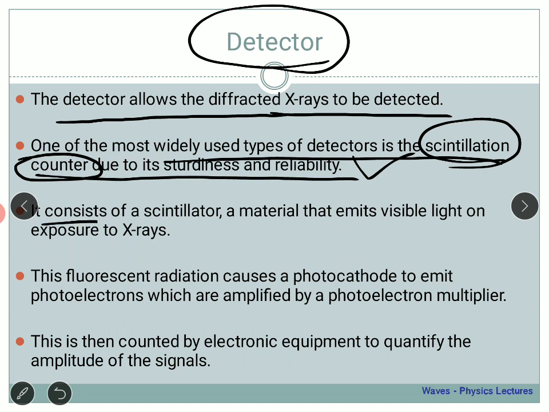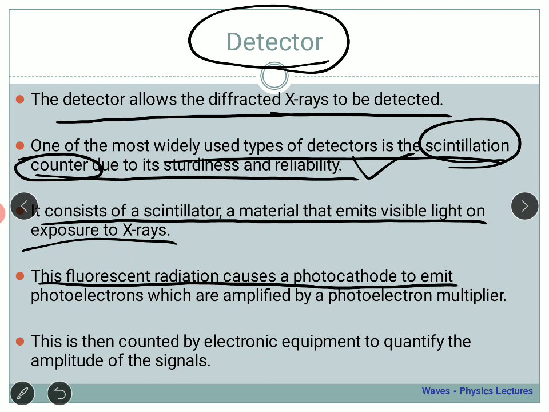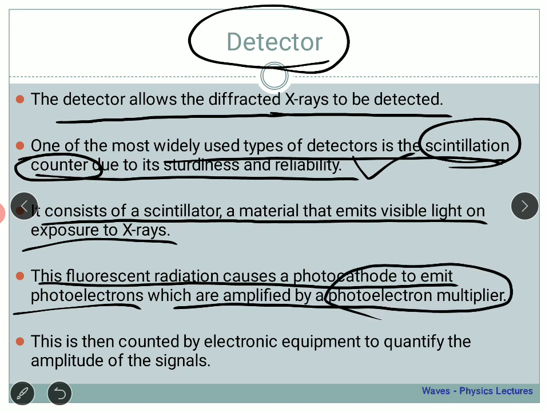It consists of a scintillator, a material which produces flashes of light. It emits visible light on exposure to X-rays, and this fluorescent radiation causes a photocathode to emit photoelectrons. These photoelectrons will be amplified by a photomultiplier. A photomultiplier has something called dynodes and so on. I hope you remember these terms. Please refer to them; this is out of the scope of this particular presentation.